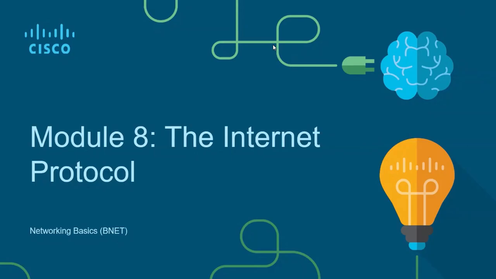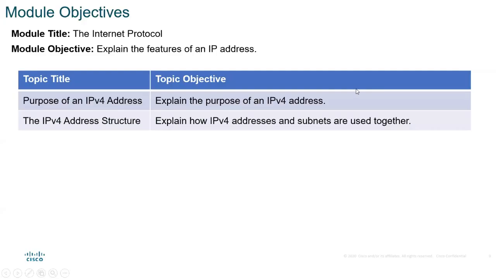This is the continuation of Cisco Networking Basics class, and we are continuing with Module 8, the Internet Protocol. In this module, we are going to be dealing with the purpose of IP version 4 address, during which time we are going to be explaining the purpose of IP version 4 address.